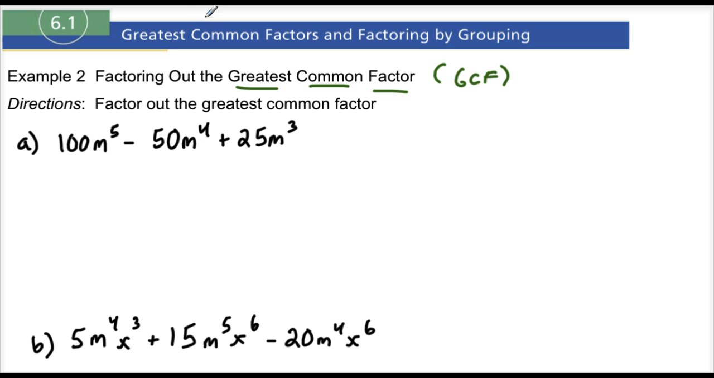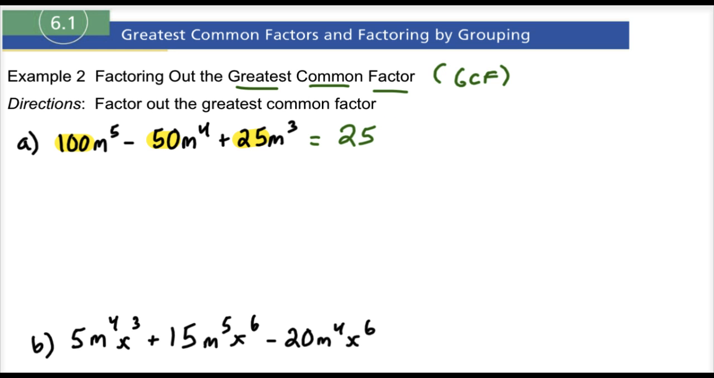Let's just first look at the coefficients. So I have 100, 50, and 25. So what is the biggest number that divides into all 3 of them? 100, 50, and 25 has to go into all 3. Well, that would be 25, right? So that's why I'm going to factor out a 25.